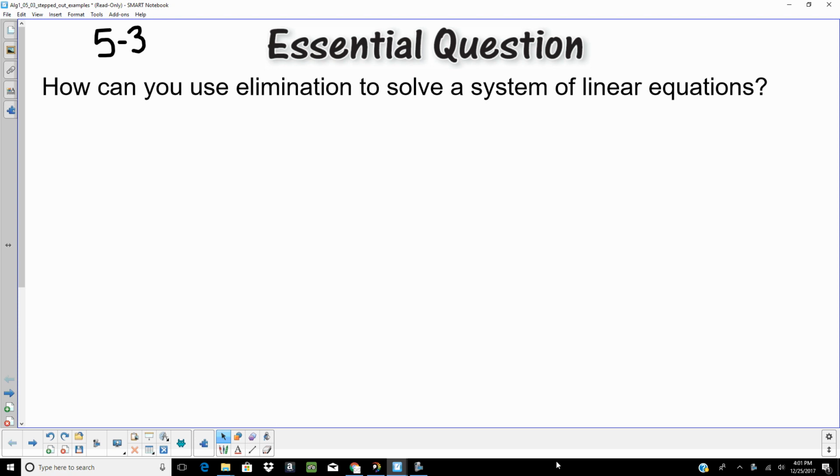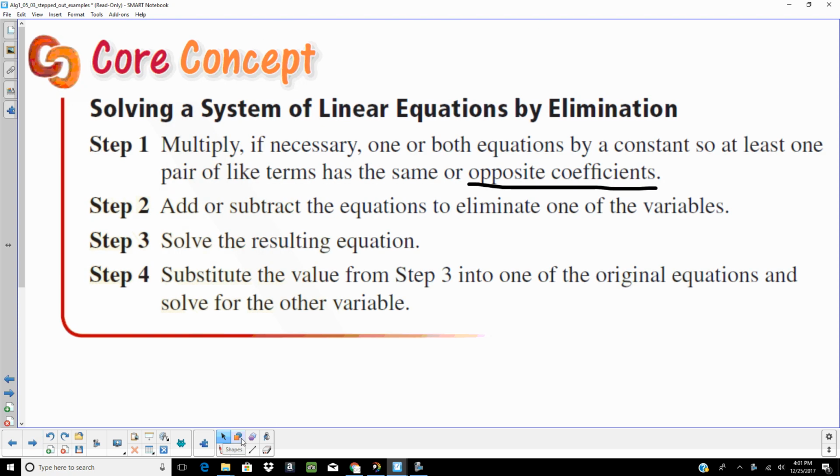Hello, today we are doing Chapter 5, Section 3, and our essential question is how to use elimination to solve a system of linear equations. Well, here's kind of a go-to guide.